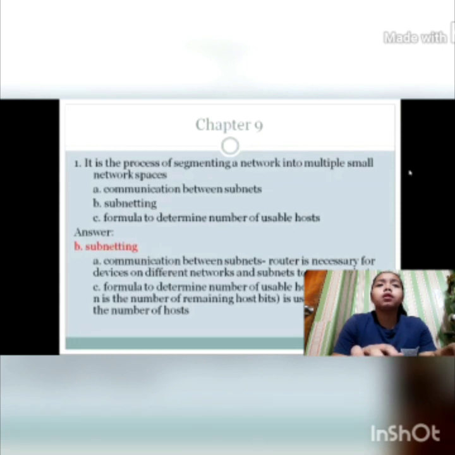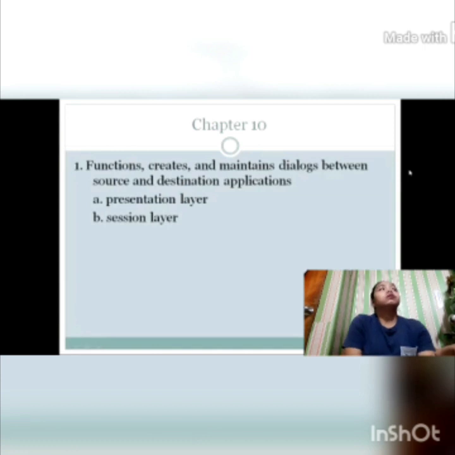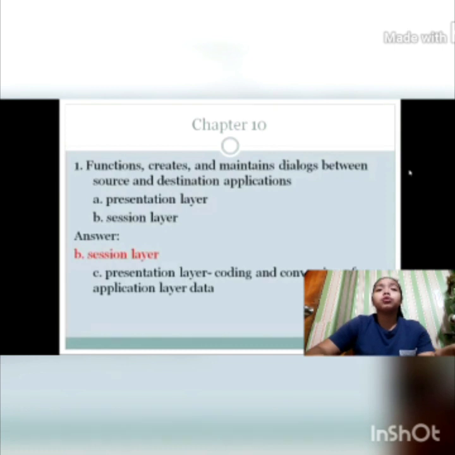Letter B, the subnetting. A is communication between subnets. Router is necessary for devices on different network and subnets to communicate. C, formula to determine number of usable hosts. N is the number of remaining host bits used to determine the number of hosts. So the subnetting is the process of segmenting a network into multiple small network spaces.